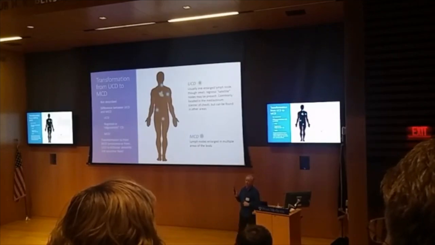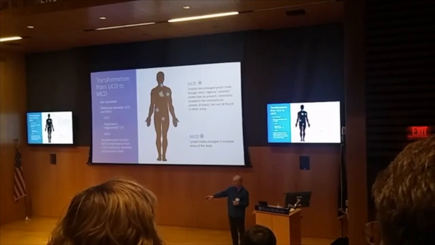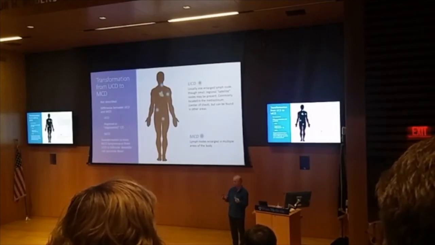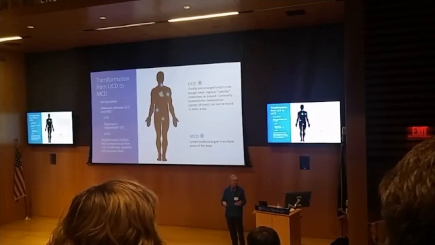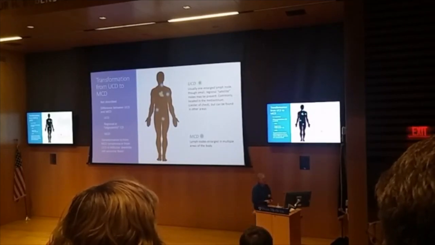Some people worry that once they have unicentric disease, it's going to transform into a multicentric disease. It just doesn't happen. We have not seen that. Vice versa, if you have multicentric disease in remission, you're unlikely to develop unicentric disease. So you stay within one disease.